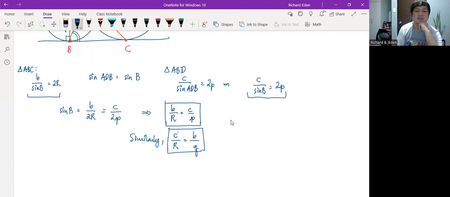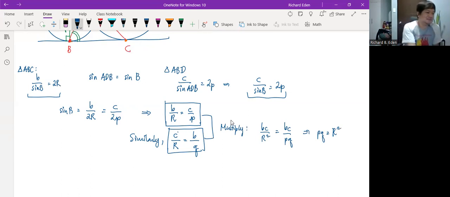Okay. And so now if you multiply the left sides, BC over big R squared equals PQ. Literally the solution. So there you go. PQ equals R squared. Yay. So we have been talking about incircles and circumcircles.